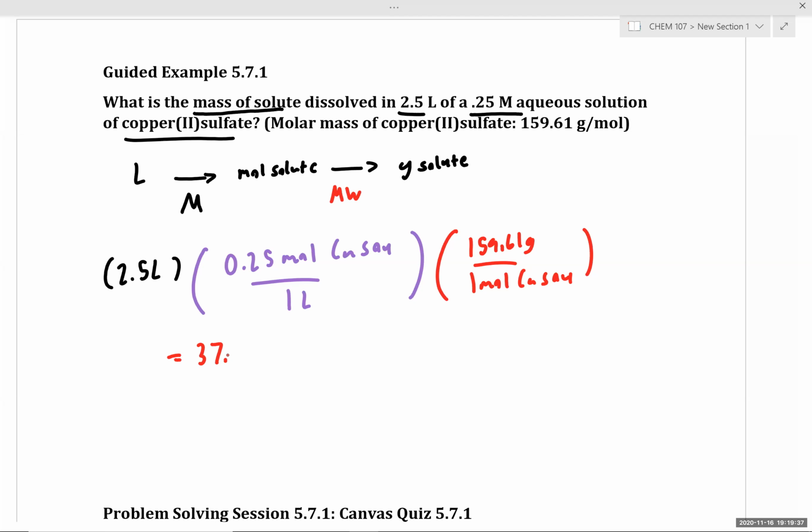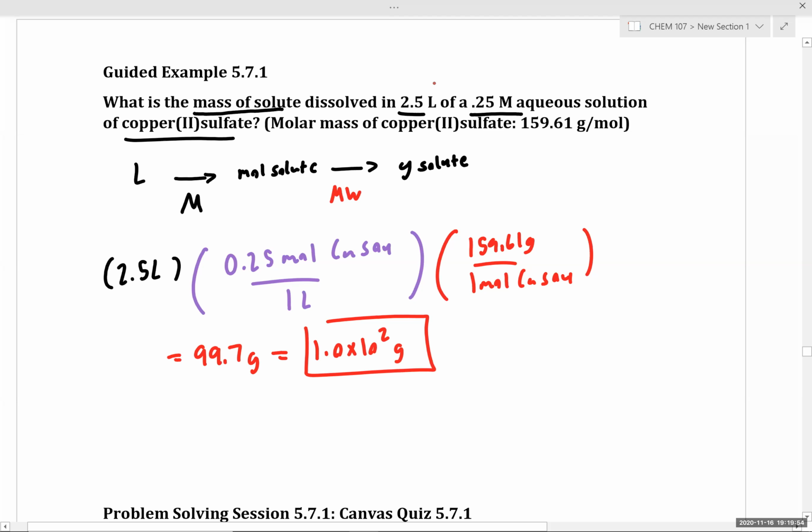99.7 grams that we round to 1.0 times 10 to the second grams to respect the fact that both of our inputs have 2 sig figs. Does that make sense to everyone?